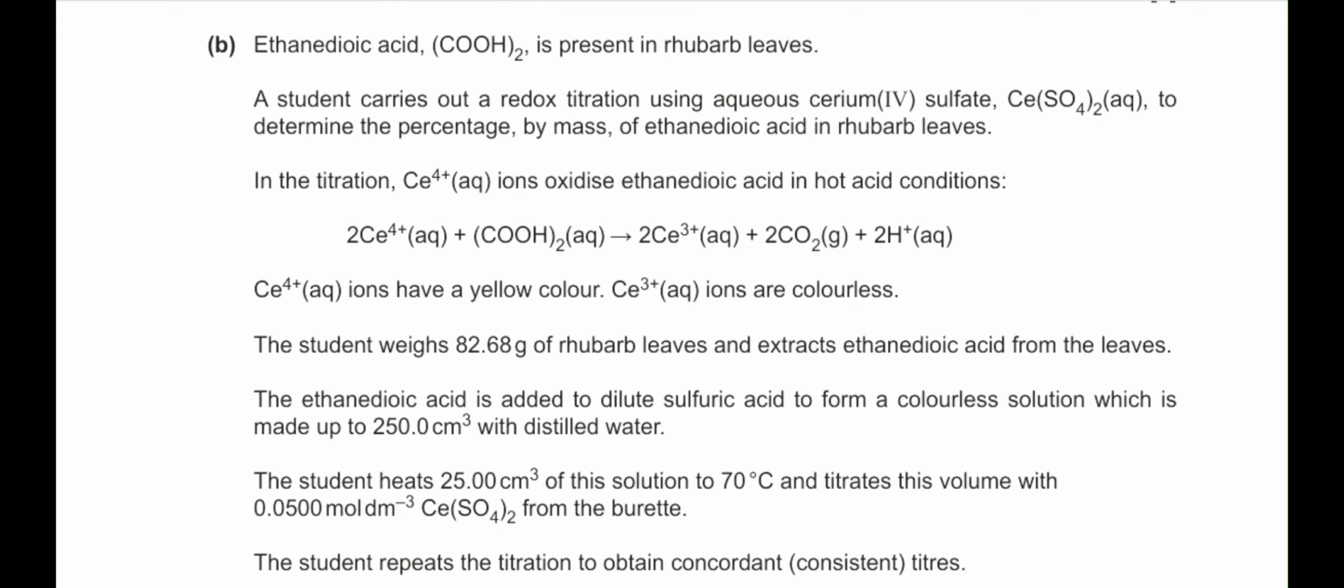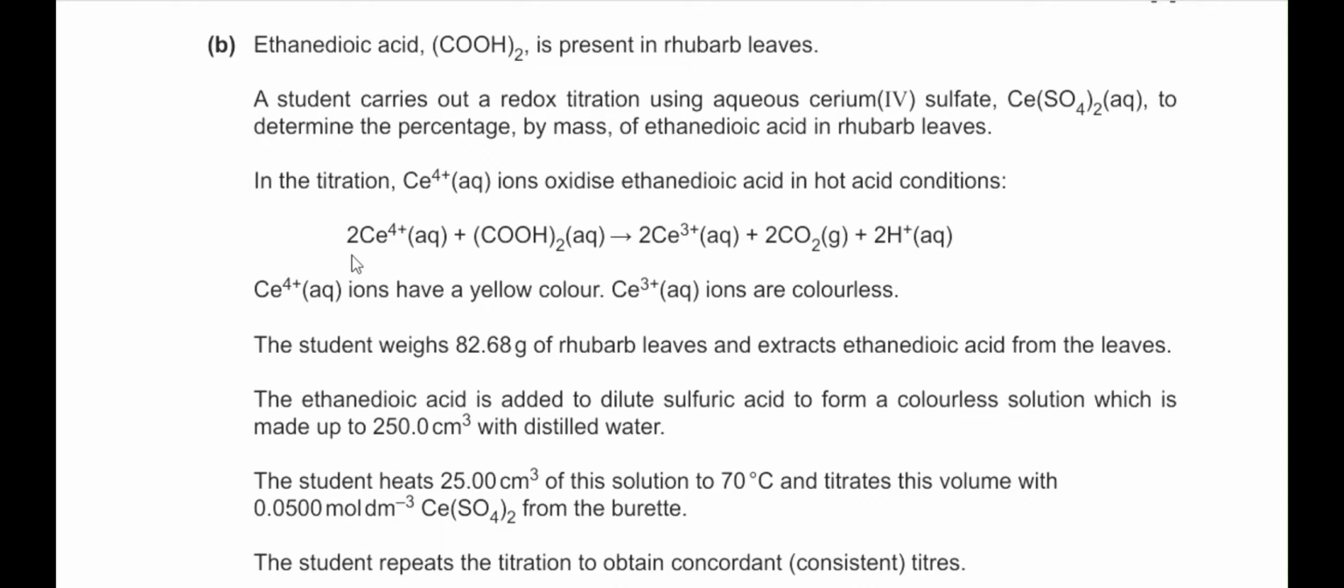Part B. It's a long question. Let's read carefully. Ethane dioic acid, (COOH)2, is present in rhubarb leaves. A student carries out a redox titration using aqueous cerium(IV) sulfate, Ce(SO4)2, to determine the percentage by mass of ethane dioic acid in rhubarb leaves. In the titration, Ce4+ aqueous ions oxidize ethane dioic acid in hot acid conditions. So the reaction is given.